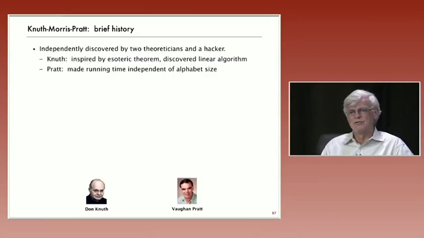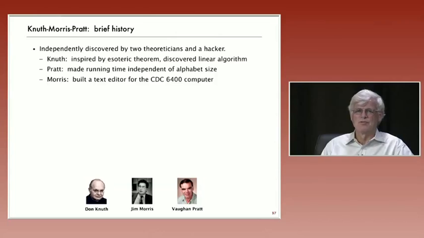And then Pratt, who was a student of Knuth at Stanford at the time, figured out a way to take care of this mismatch independent of the alphabet size. And in the meantime, across the bay at Berkeley, Jim Morris was busy writing a text editor. In those days, people were using typewriters, and other people were realizing that computers would be really good at editing text. And so many people would work on text editing and formatting systems. It was kind of a badge of honor in those times.